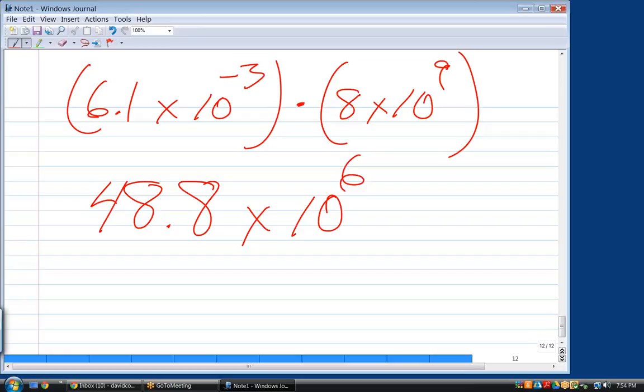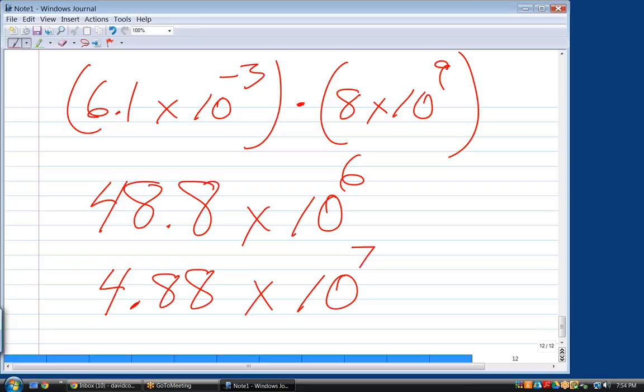Because that 48 needs to be a number between 1 and 10. So how can I write this in scientific notation? I can move this decimal point 1 to the left. What does that do to this part? The exponent has to be higher by 1. Okay.